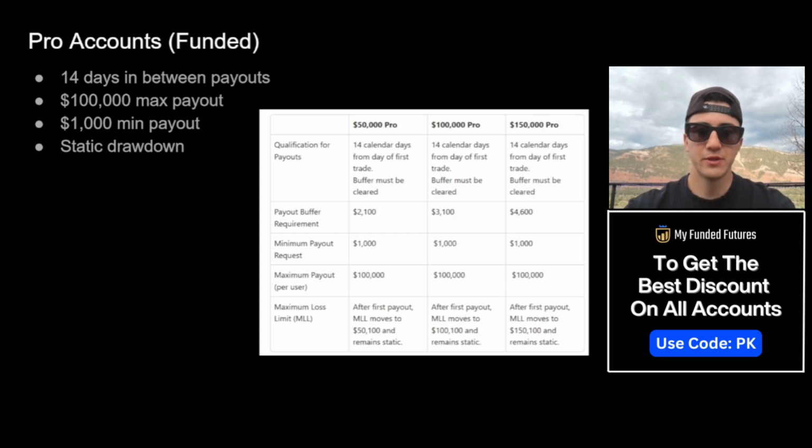And as you can see here, for the $50,000 account, you need at least $2,100 in buffer before you can take out a payout. The 100K is $3,100, and $4,600 for the 150K account. Each payout needs to be a minimum of $1,000, and after your very first payout, your maximum loss limit moves to $100 above the starting amount, and then it does not change from there.